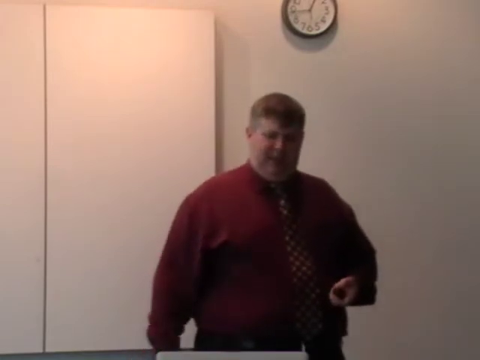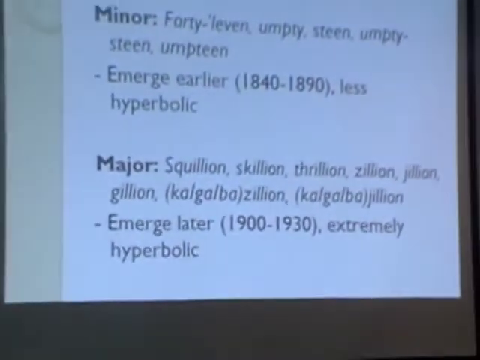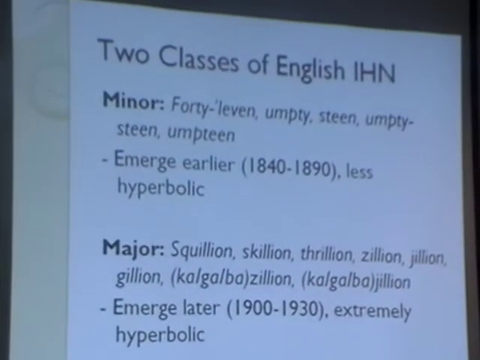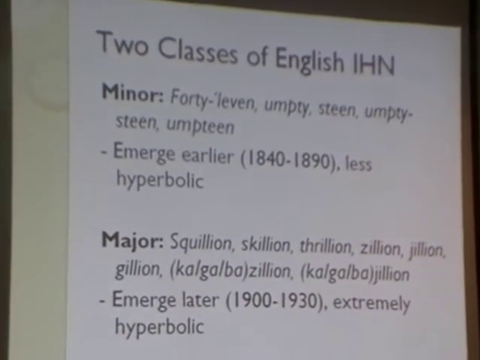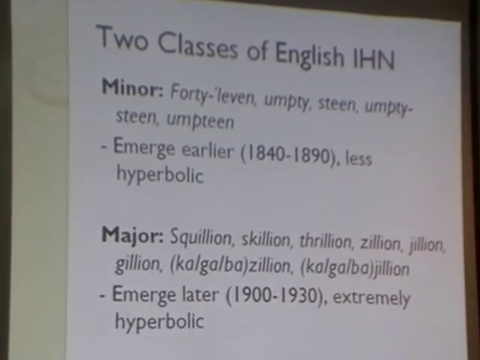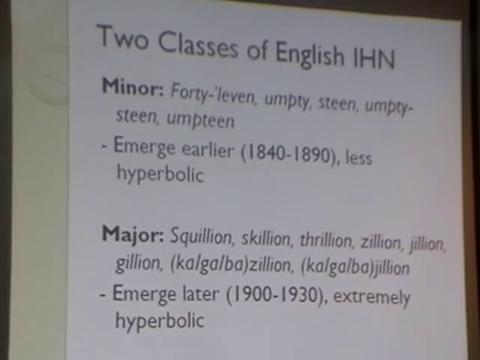Now, as I said, I'm going to identify two classes of English IHN, and I'm just going to call these minor and major. Minor IHN are the numbers 4011, umpty, steen, and umpteen. And these are earlier. They mostly emerge in the period 1840 to 1890, and particularly from 1880 to 1890, and they're generally less hyperbolic.